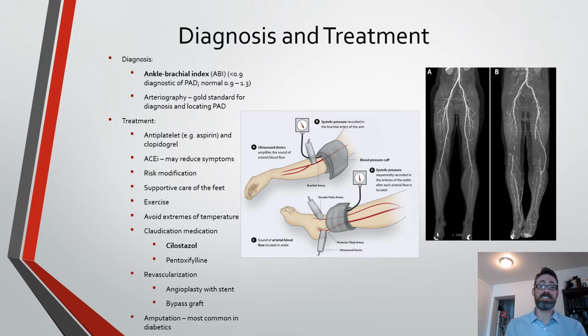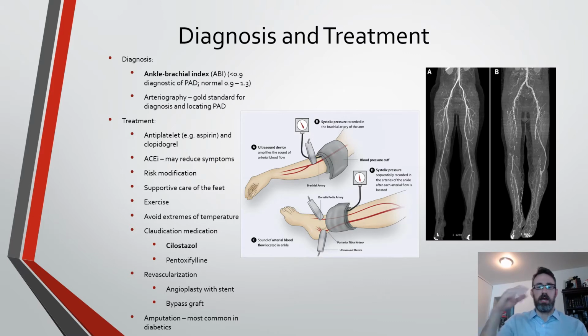Now, if it goes less than 0.9, that's indicative of some form of peripheral arterial disease. The lower it goes, the more severe it is. In fact, they may become symptomatic as it goes below 0.7 and so on.